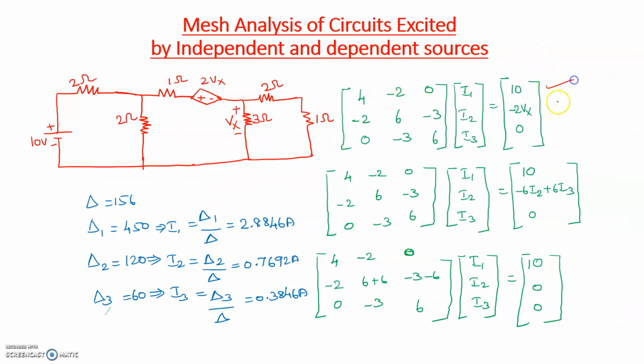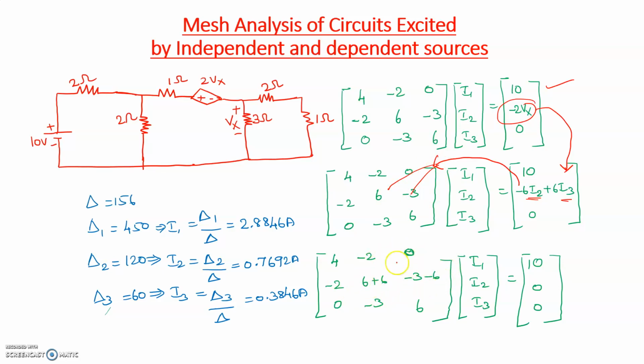So this is the matrix which we have got. Here we have to replace minus 2Vx with the value of minus 6I2 plus 6I3. The coefficient of I2 and I3 are brought to the left hand side. So if the coefficient of I2 and I3 are brought to the left hand side, this will be added with this and this term. After simplifying this, we will get a simplified matrix.